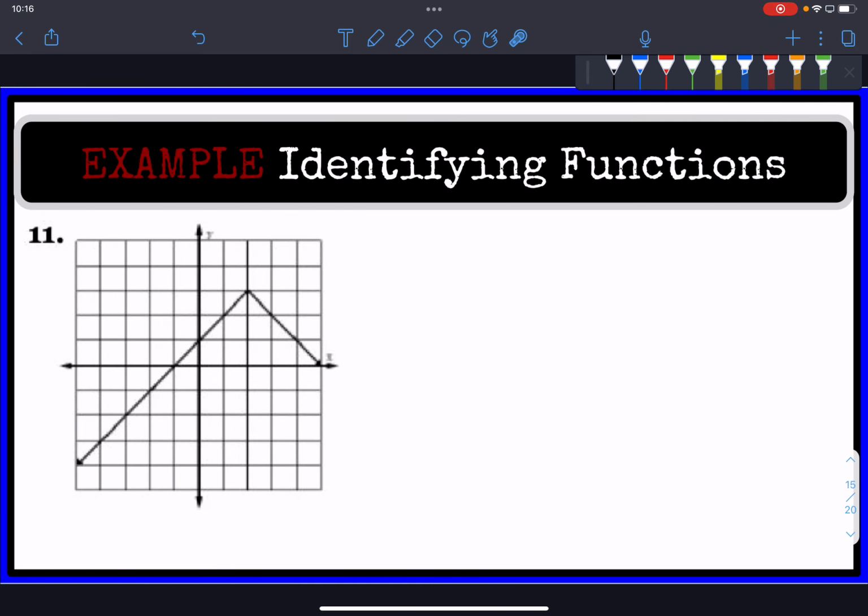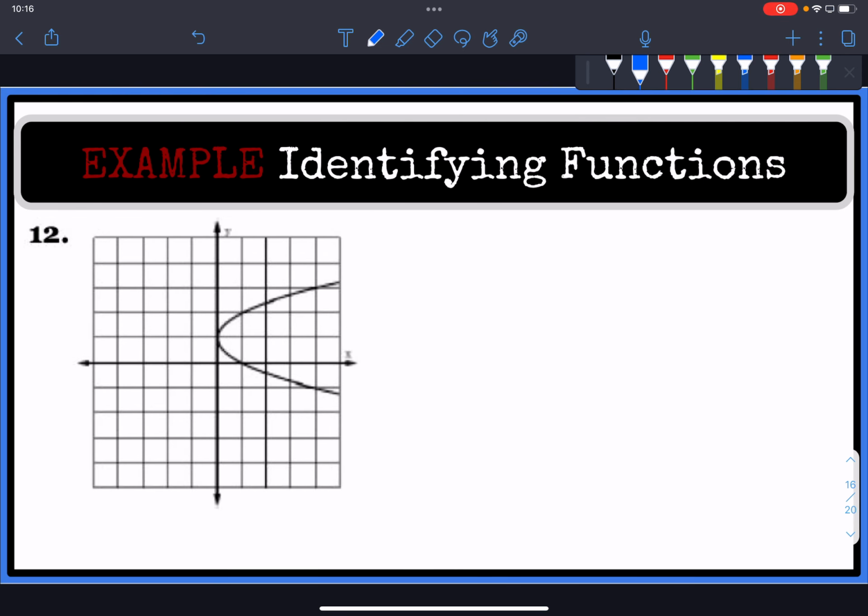For example, this here is a function because the vertical line will touch only in one location. Each one of these vertical lines touches the relation in one location. It touches down here. This yellow vertical line touches there, and this vertical line touches there. So this would be classified as a function.